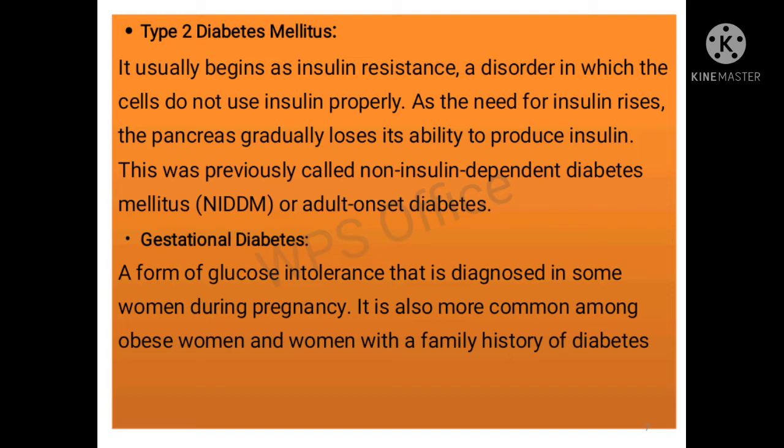Then next is gestational diabetes. It is a form of glucose intolerance that is diagnosed in some women during pregnancy. It is more common in obese women and women with a family history of diabetes. In this case, the diabetes is there only during the gestational period, not before or after that.